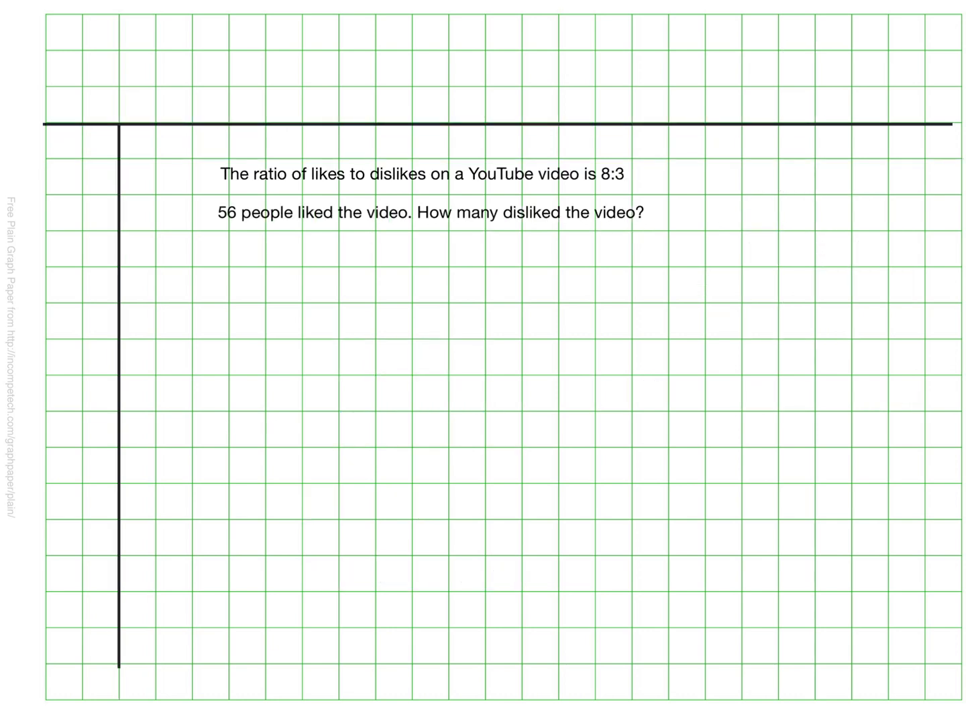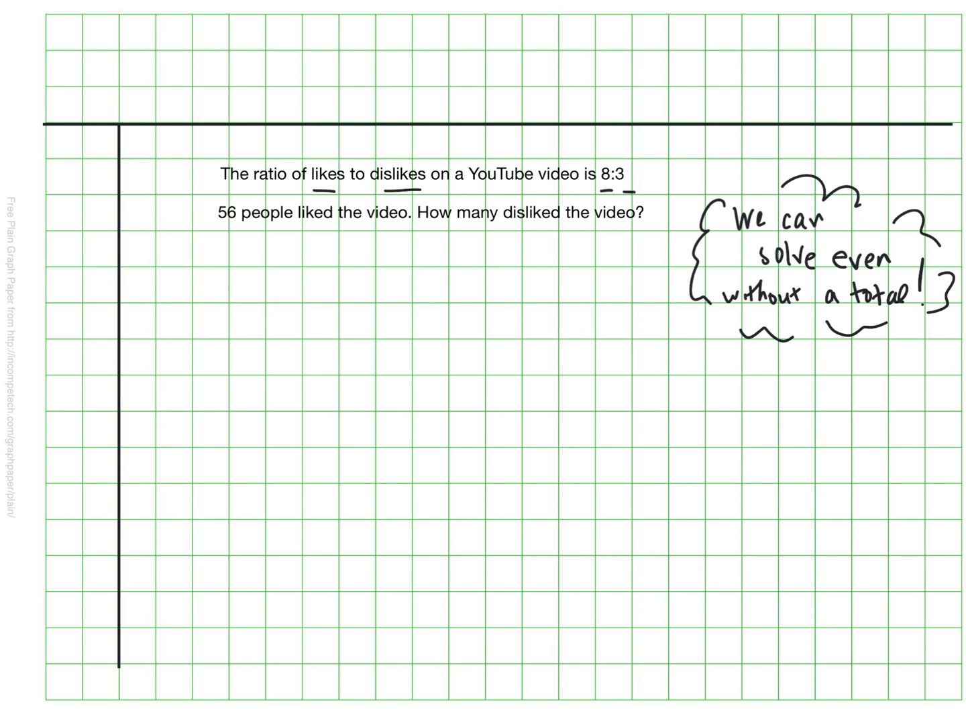The next example is slightly different. Here we have the ratio of likes to dislikes on a YouTube video, such as this, might be 8 to 3. So that means likes comes first. There are 8 likes for every 3 dislikes. If we know how many people liked the video, we can use a tape diagram to figure out how many disliked the video, even though we don't know the total. And I'll have my tape diagram to help me figure that out.